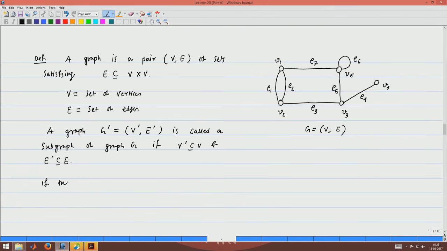If there is an edge joining V i and V j, then they are adjacent. So, here you can see that V 2 and V 3 are adjacent because they are joined by an edge E 3, whereas V 2 and V 5 are not adjacent. Otherwise, they are non-adjacent.